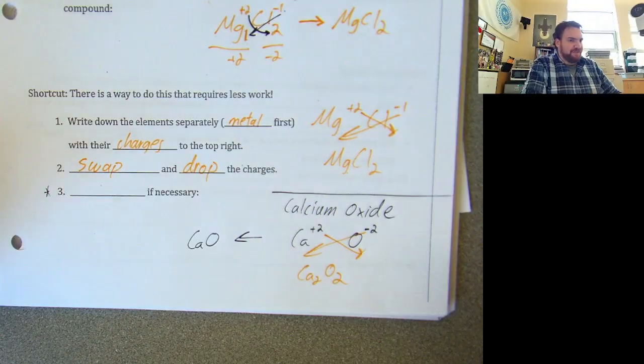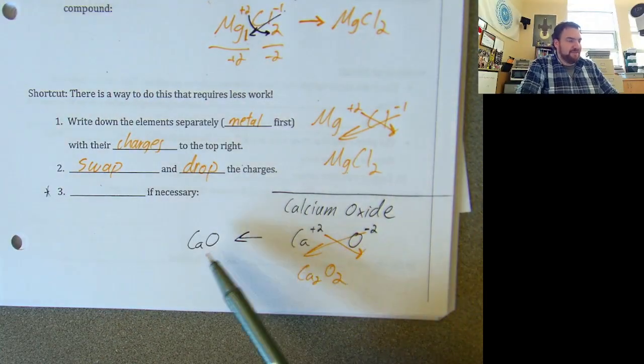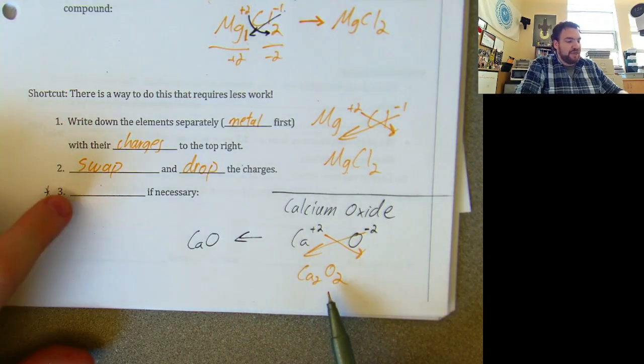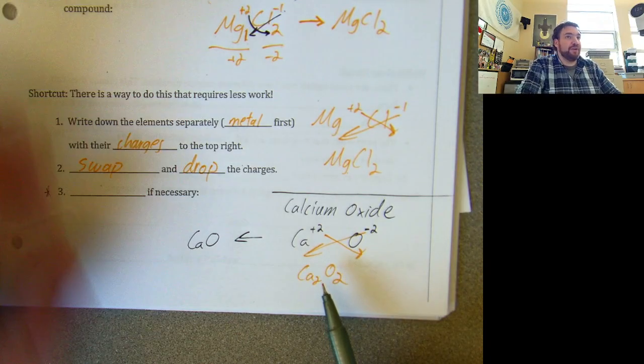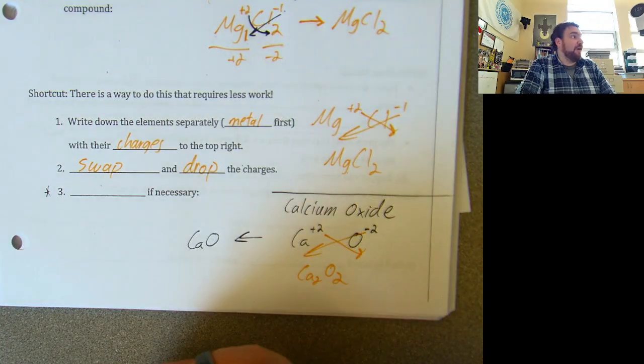But we know it's not supposed to be that. As part 1 said, it's going to be CaO because I only need one of each. So what do I have to do? What's my third step here if you're going to start to adopt the shortcut? We're not, almost. We're not going to cancel.